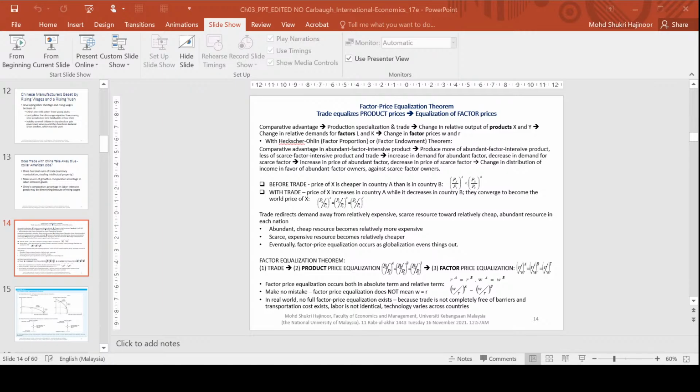Because of free trade, product prices will equalize all over the world. That's number one. Because of this number one, number two will happen. The inputs that go into the products, the relative price of the inputs will become the same all over the world. See? Factor prices will become the same all over the world. So I will do this with my own drama to show you. Now let's go.